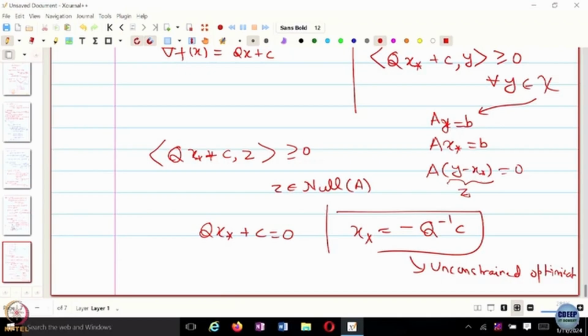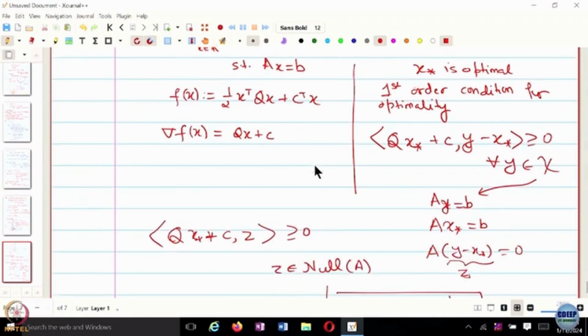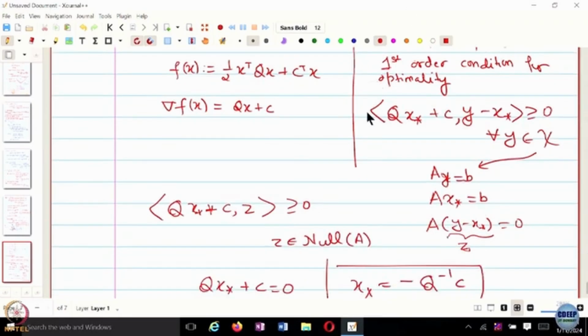Thank you for pointing this out. This should be the inner product of y minus x star greater than or equal to 0. Because y minus x star, we know it belongs to the null space of A. So this is the equivalent condition: for every z belonging to the null space of A, this should be greater than or equal to 0.